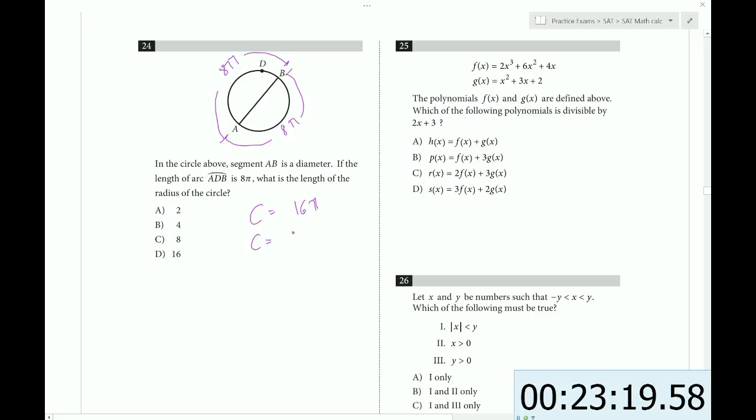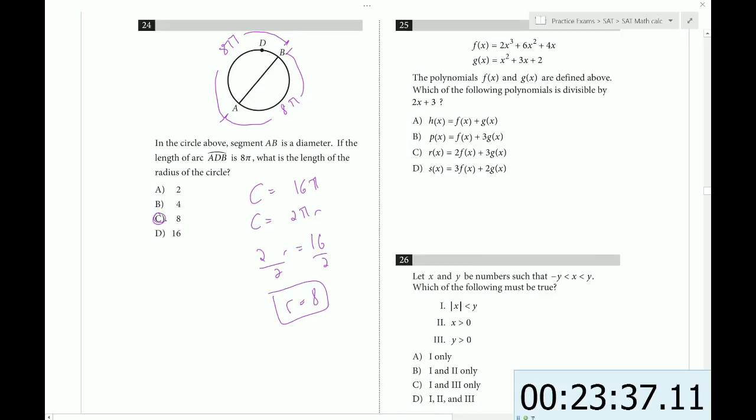And we also know the circumference is 2 pi radius. So we could set the right sides equal, and then we could divide by pi. That gets rid of the pi here, and it gets rid of the pi there. Then we could divide by 2, and we get r is equal to 8. So we know the radius would have to be 8, choice C.